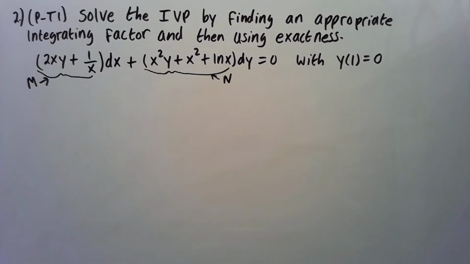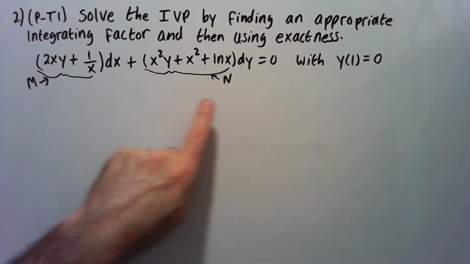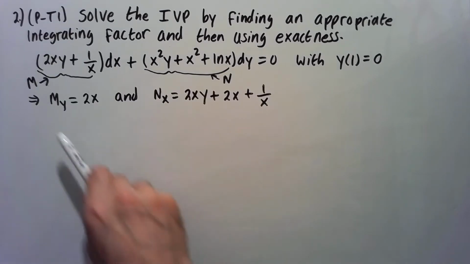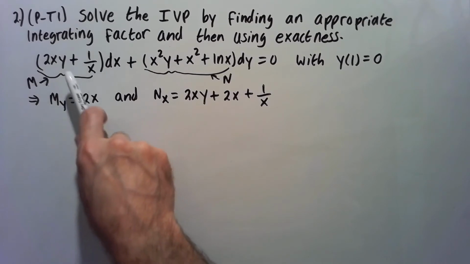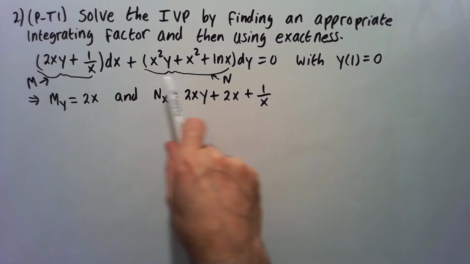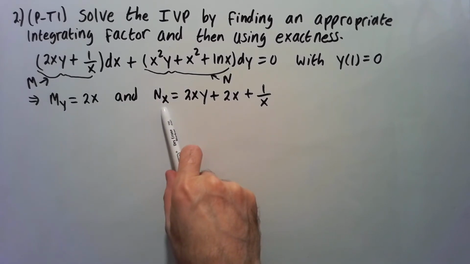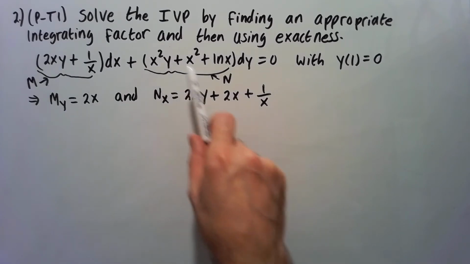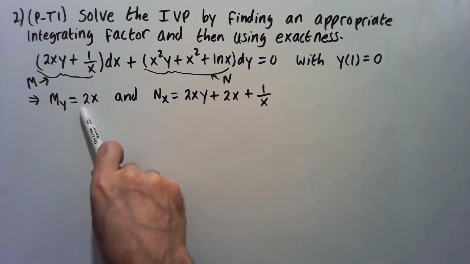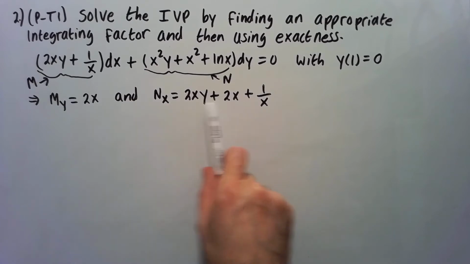Okay, so now let's show it's not exact. So let's compute M derivative with respect to y and N derivative with respect to x. Let me write it here. So M derivative with respect to y will be just 2x. And N derivative with respect to x will be 2xy for this guy, x² for that, and 1/x for the ln. So you can see they're not the same, not even close here.